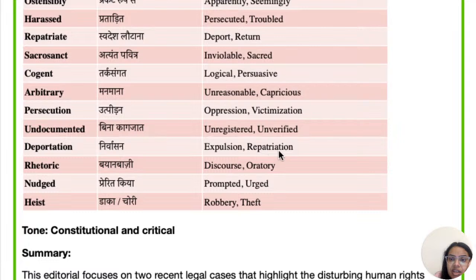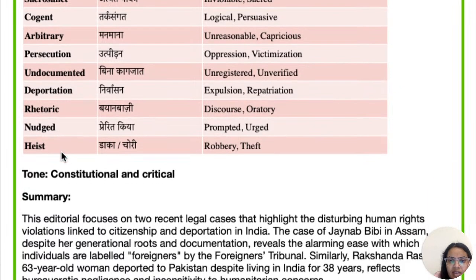Deportation is expulsion and repatriation. Deportation को भी समझा दिया गया है, निकाला जाना. Rhetoric is discourse और बयानबाजी of some, जैसे बड़े बड़े शब्द use हो रहे. Oratory, it's like this, we will do that, this is how. So unnecessary use of these big words to express what you want to do or what your idea is.